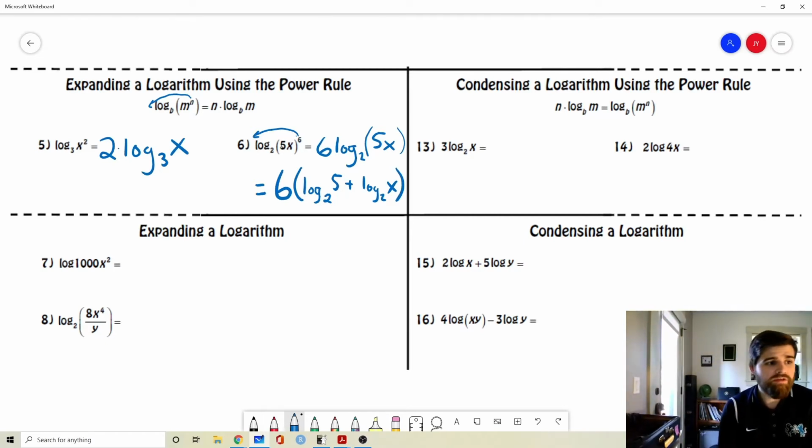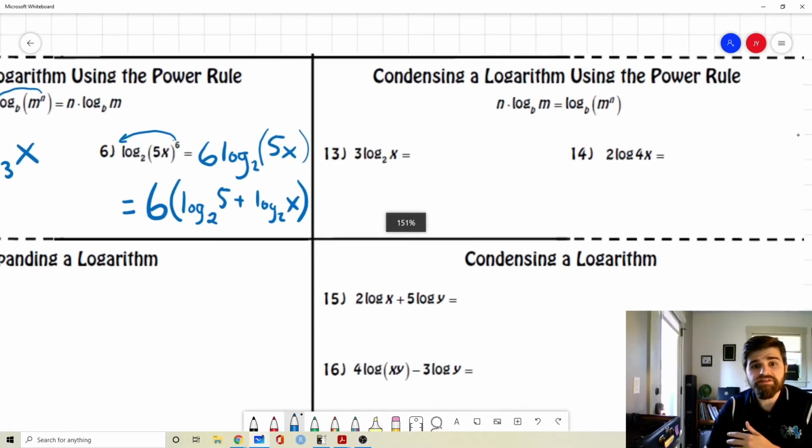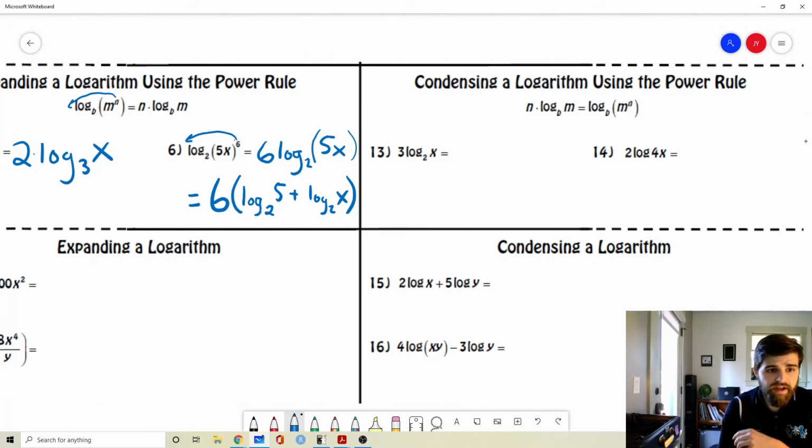Okay, just like with all the other rules, this can be done in reverse. We can use this rule to condense some logs. So here I have 3 times log base 2 of x. I can take that number that's being multiplied in front and stick it inside the log as an exponent. So log base 2 of x cubed.